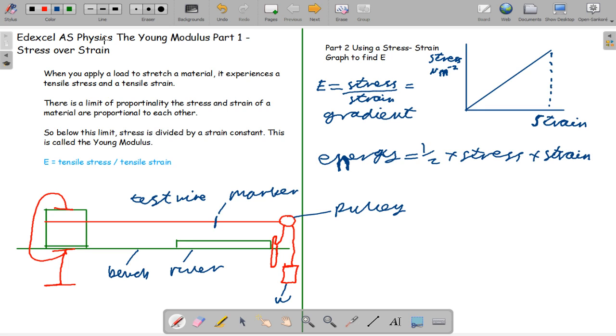So we're going to talk about stress over strain. Young Modulus is stress over strain, where tensile stress over tensile strain is equal to the Young Modulus. So force in N is F, A is the cross-sectional area, l is the initial length, and e is the extension. So now I'll write up the formula in the bottom right hand corner.